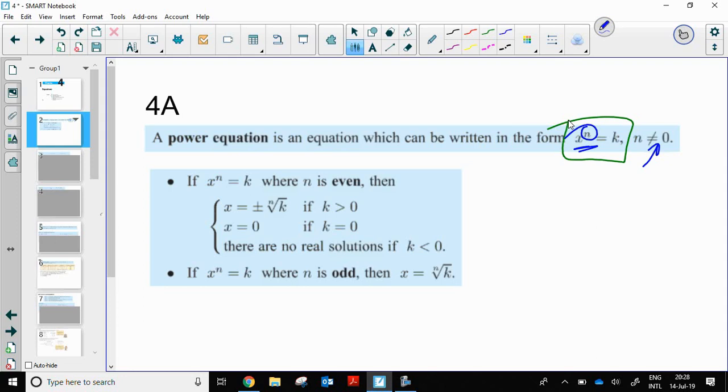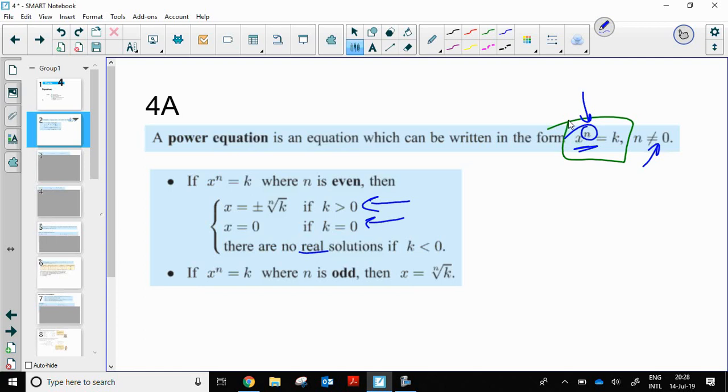So if that power is even, then we're going to have generally two answers to it, plus or minus the nth root of our constant, as long as that constant's positive. But we could have only one solution if the constant was 0, because plus and minus 0 is the same thing. And we're going to have no solutions if that constant's negative. We can't have a real solution for x squared equals a negative or x to the fourth equals a negative and so on. So that's our rules for even powers.